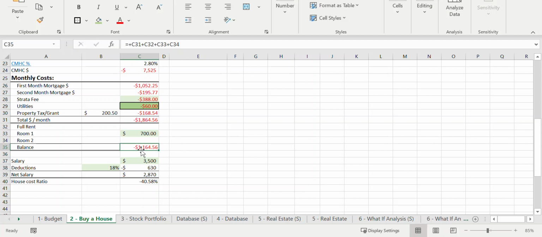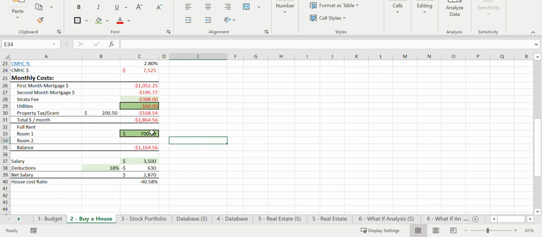So at the end of the month, I only need to pay $1,165, or approximately, if I can rent for this. A lot of ifs going on here. And again, that's another calculation that I have control over.